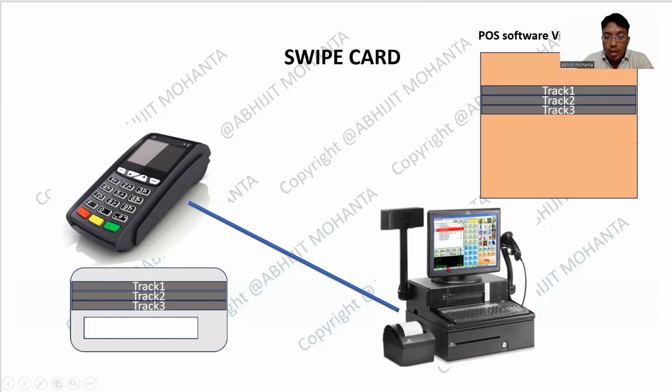So this computer has one POS software, and the software has a virtual memory like all other software when it is executed. When you swipe your card, the track-related information is copied to the virtual memory of the POS software. There are different software vendors who provide POS software, so there will be different process names related to this POS software. I'm not going to get into details in this video.